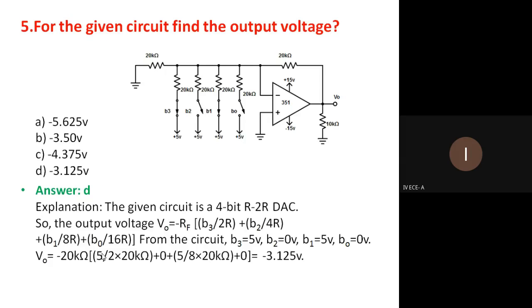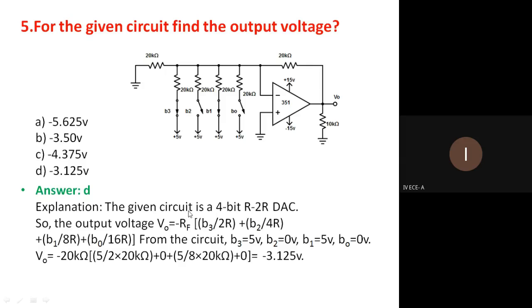Next, fifth one. For a given circuit, find the output voltage. This is the circuit diagram given. We have to find the output voltage. Answer options: A minus 5.625, B 3.50, C minus 4.375, D minus 3.125. The answer is D. Explanation for the given circuit.